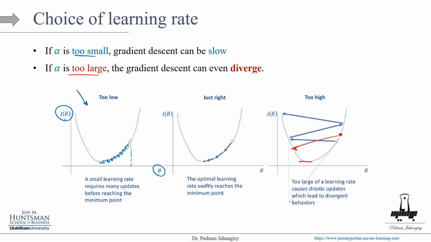And sometimes the alpha is so large that instead of going even in the right direction, we go completely in the wrong direction. We diverge. So that's the problem of a too high alpha, or learning rate. So we have to figure out what is just right, the optimal level of alpha, with the smallest number of iterations, to get to the point where the gradient is equal to 0.